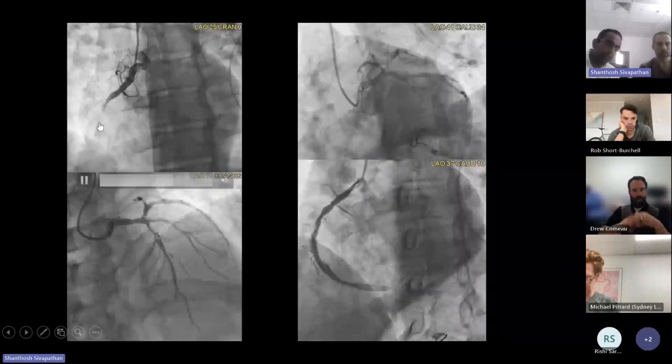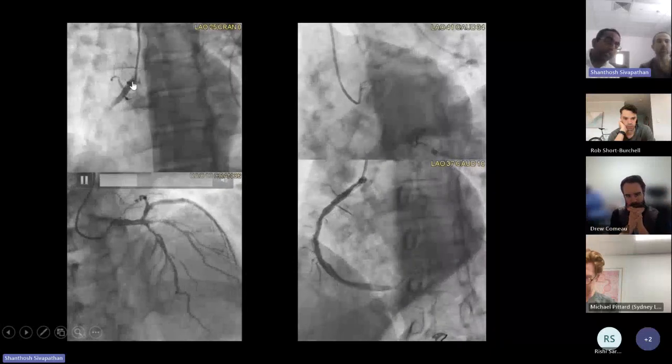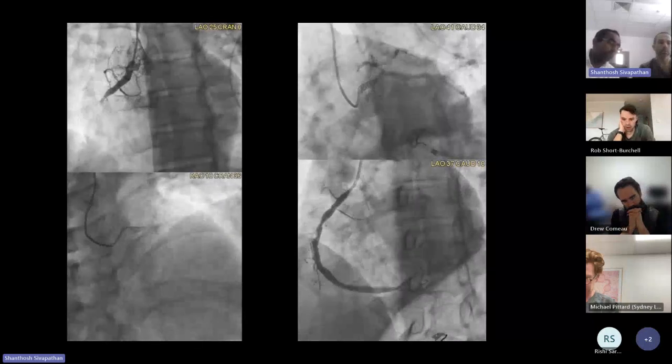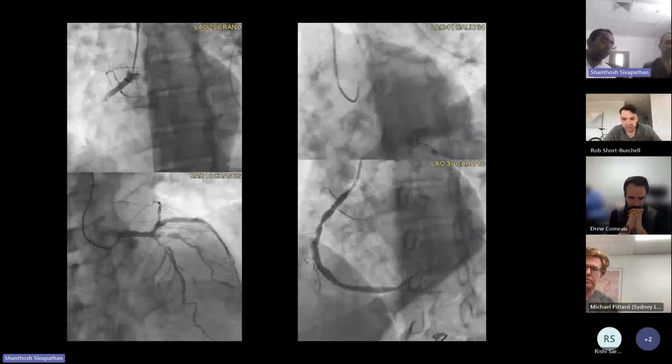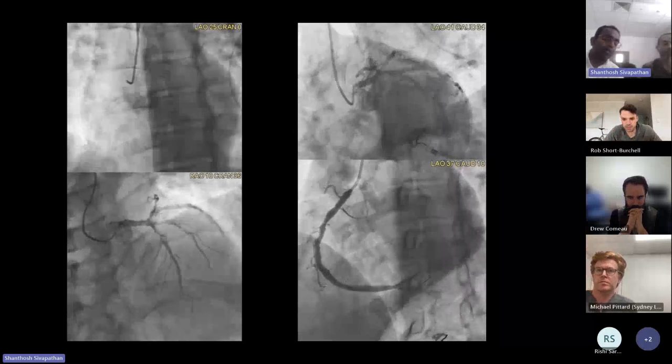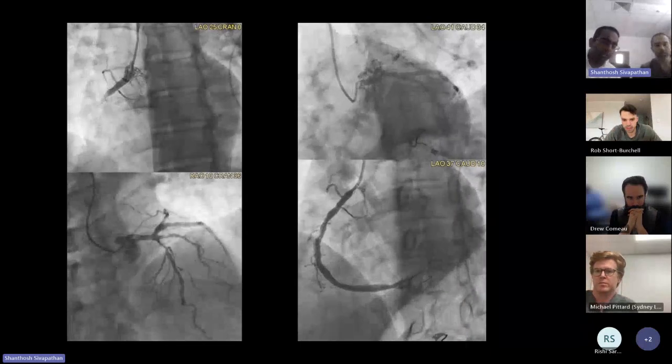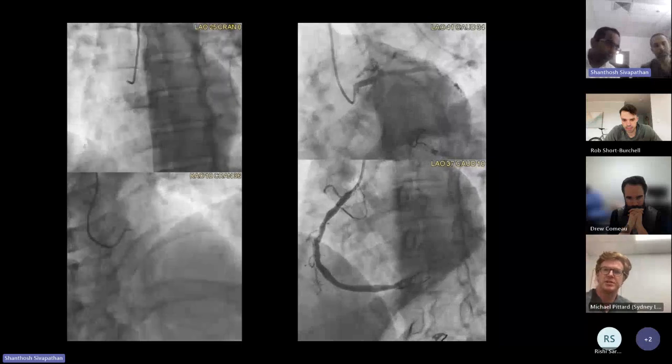But the culprit is the right coronary artery, and this is in keeping with your echo changes. And actually, I didn't tell you where the ST elevation was. It was actually on the inferior segment, so inferior territory. So putting all the history together, you know that the culprit's going to be the right coronary artery.